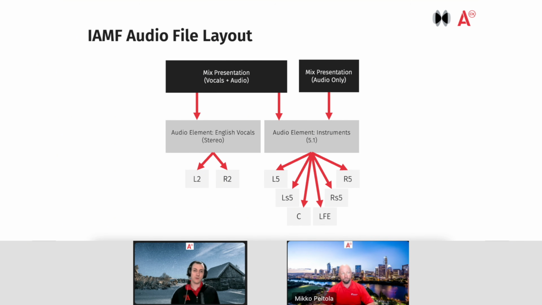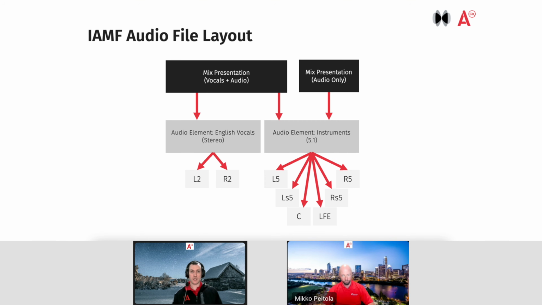At the top level, we have our mix presentations, and each mix presentation is associated with 1 or more audio elements. During playback, a user selects a mix presentation they would like to listen to, and that mix presentation's audio elements and those audio elements' constituent audio channels are played back, and that's what a user hears. By setting up the file with multiple mix presentations, a user can choose what experience they would like to have when playing back the file.